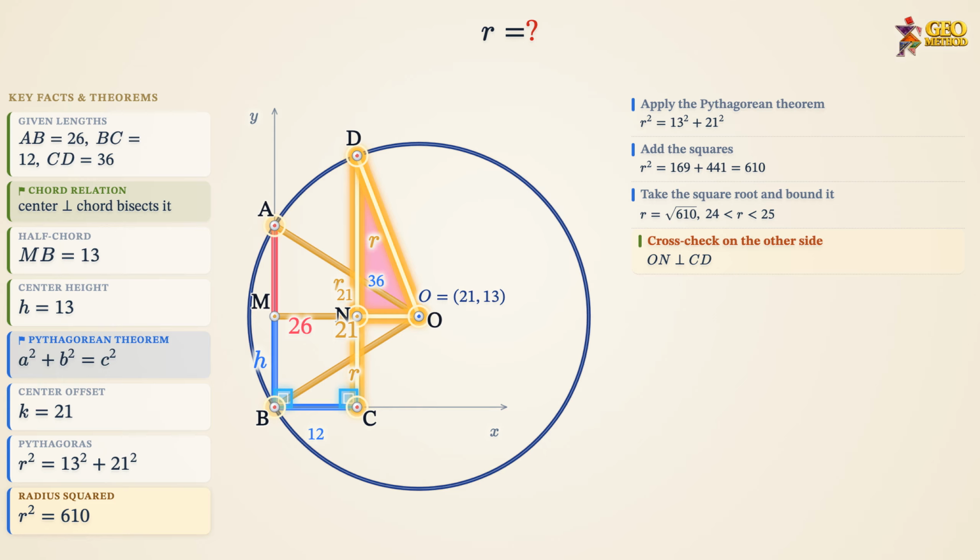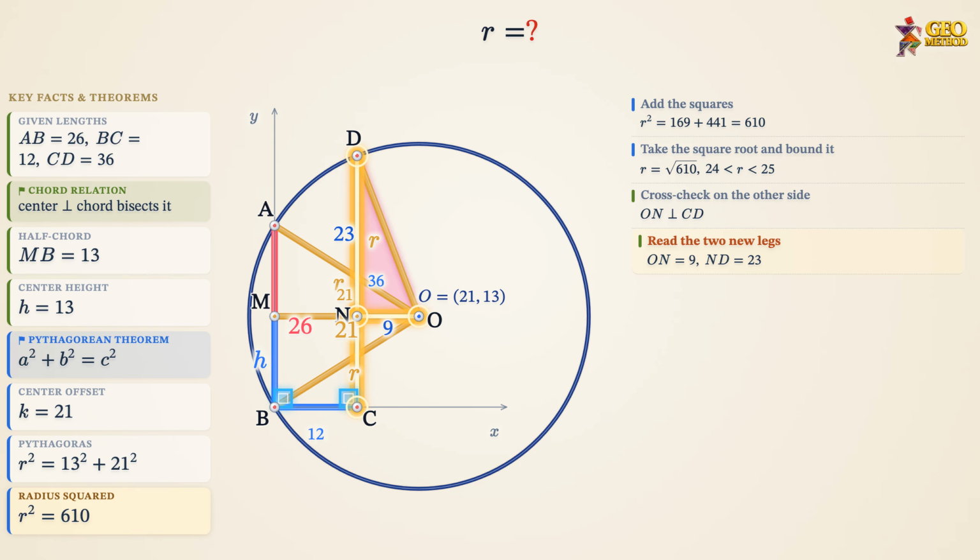Draw a horizontal segment from O to the vertical side CD and call the foot N. Now triangle OND is a second right triangle whose hypotenuse segment OD is also the radius. The two legs of this alternative triangle come straight from k and h.